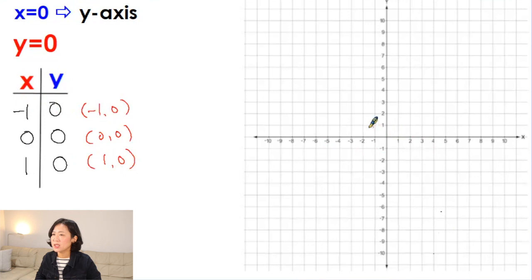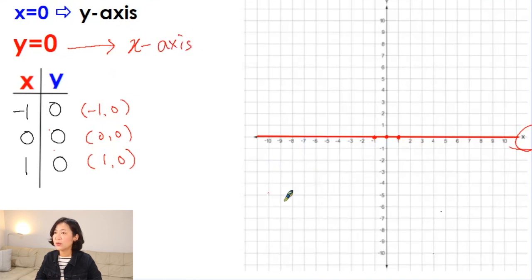So let's plot these points. So minus 1, 0, 0, 0, 1, 0. So we join all the dots together so that we can see what y equals 0 is. So what did you notice about the y equals 0 line graph? Yes, exactly. It's the same as the x-axis. Now we know that y equals 0 is the equation of the x-axis.